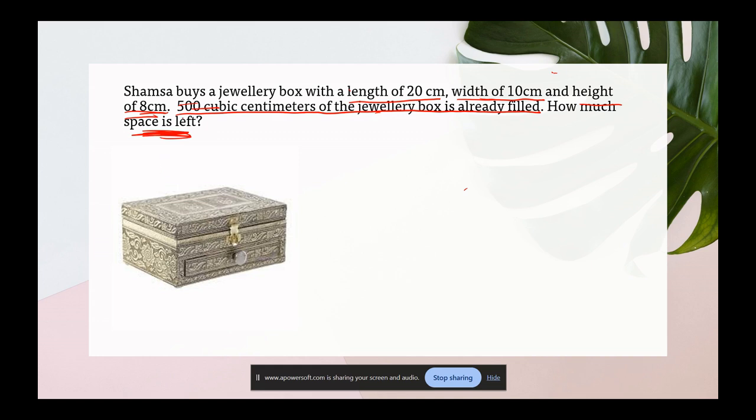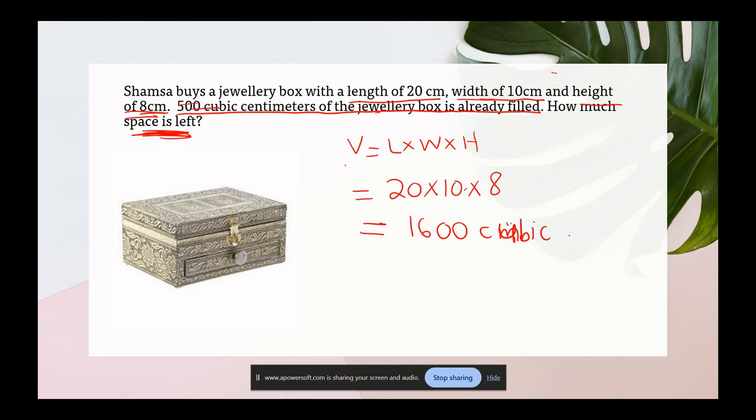First step, work out the volume. Volume equals length times width times height. So I'm going to say 20 times 10 times 8. So 20 times 10 is 200. 200 times 8 is 1,600 cubic centimeters. That is the total volume.